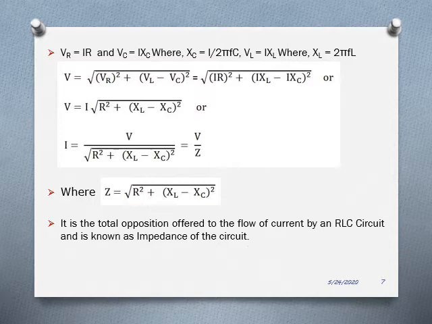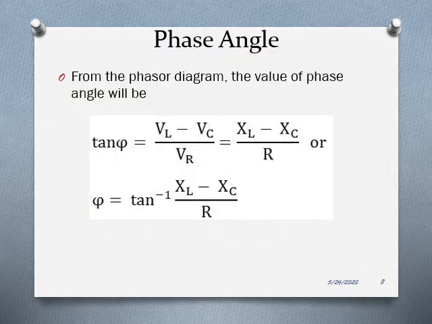So, always remember if the three elements are present, the first thing you should check is whether the circuit is behaving more inductive or more capacitive. If it is more inductive, then the net reactance will become XL minus XC as shown in this slide. So the net impedance will be Z is equal to square root of R square plus XL minus XC the whole square. Now to calculate the phase angle.